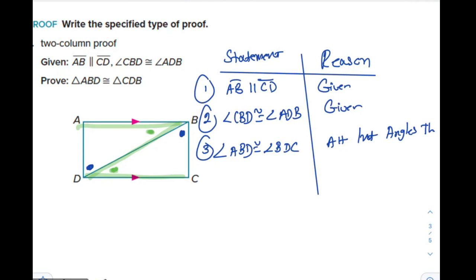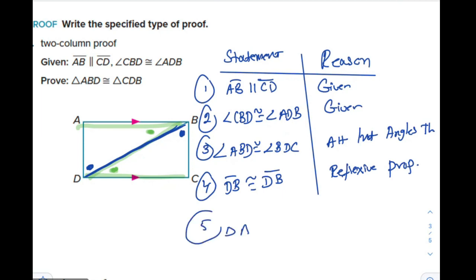So what do we have here? We have two angles and we need the side connecting them. The only side connecting them is the side common between these two triangles. Thus we can say BD is congruent to itself by the reflexive property of congruence. That means that triangles ABD and CDB are congruent by what? Angle, side, angle.